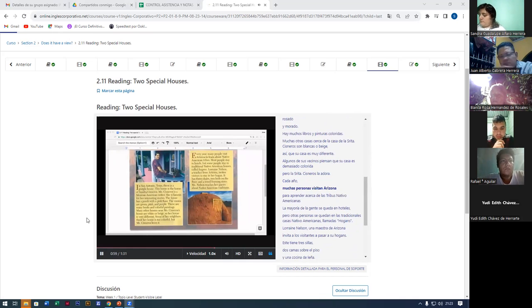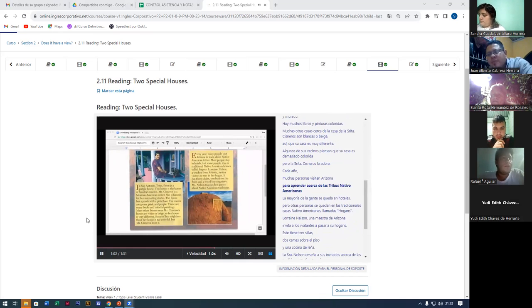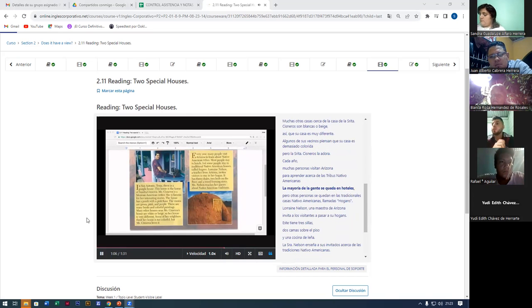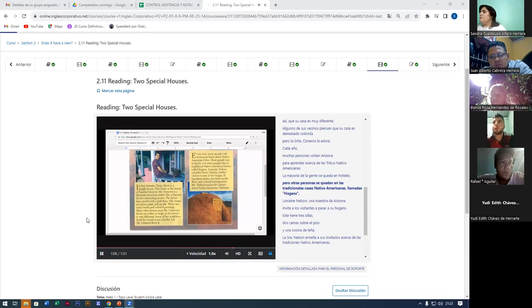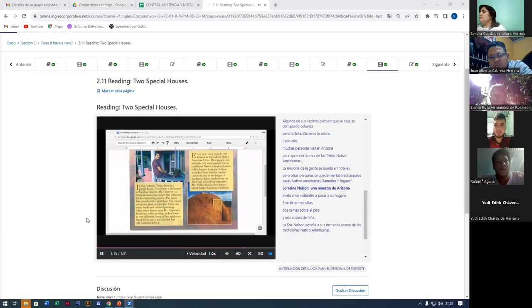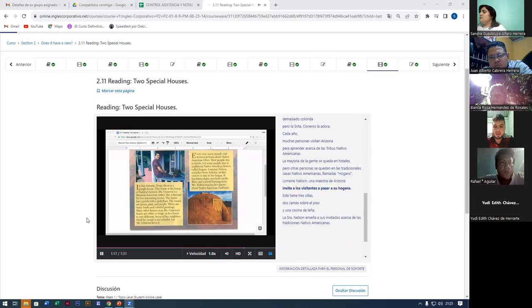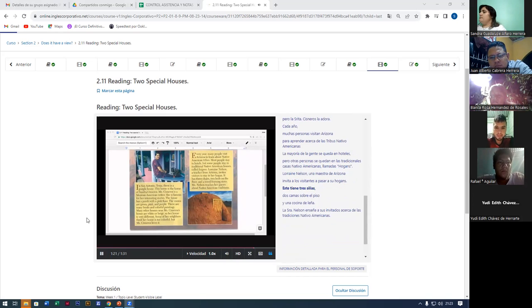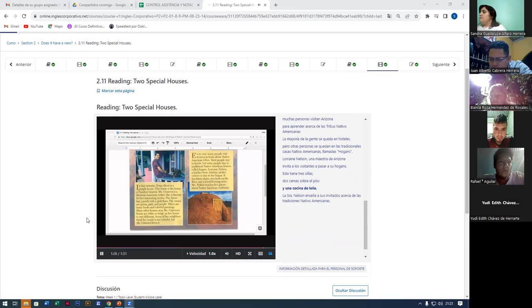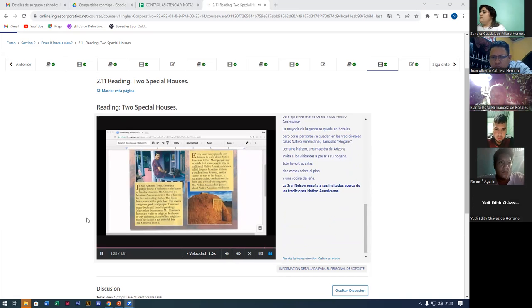Every year, many people visit Arizona to learn about Native American tribes. Most people stay in hotels, but some people stay in traditional Native American homes called hogans. Lorraine Nelson, a teacher from Arizona, invites visitors to stay in her hogan. It has three chairs, two beds on the floor, and a wood-burning stove. Ms. Nelson teaches her guests about Native American traditions.